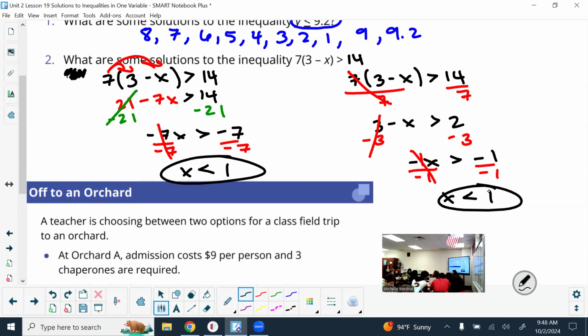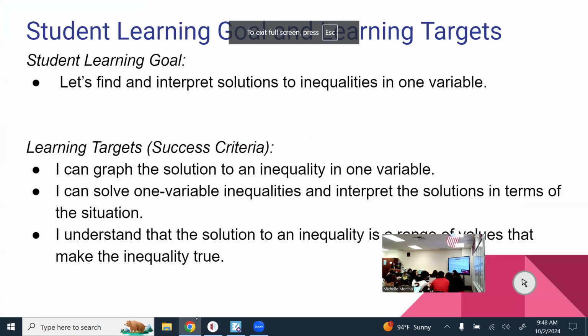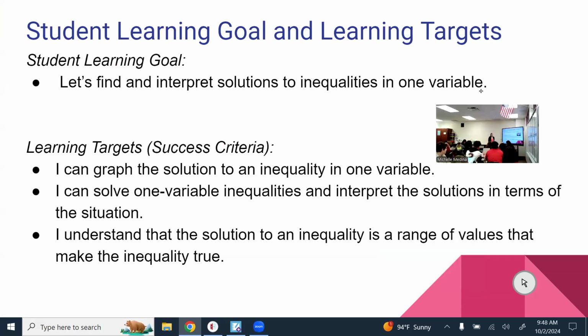All right, questions on that? All right, briefly, let's talk about the goal today, and that is to find and interpret solutions to inequalities in one variable. So the only difference between today and Monday's lesson is that instead of 2 steps, you might see other steps you have to do, like distributing, combining like terms, moving the variable, but still the same premise. We still want you to be able to graph the solution to an inequality on a number line. We want you to be able to solve them and interpret the solution in a real world situation, and understand that solutions to inequalities are not just one number. It's a range of values.